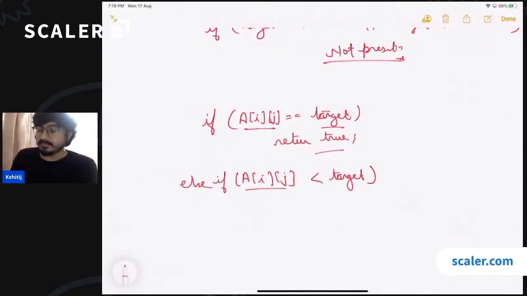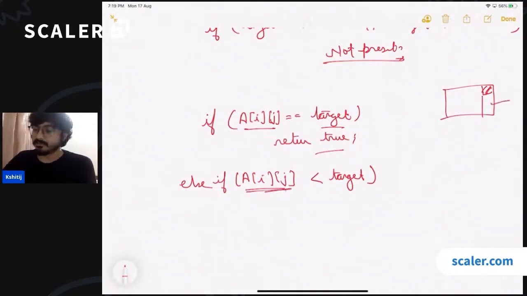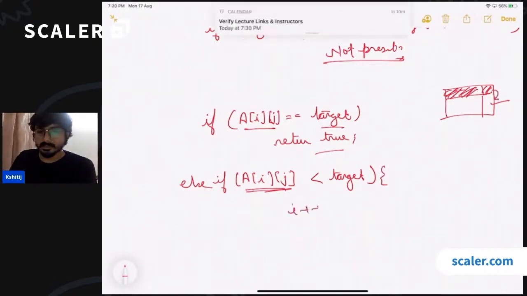Now, if this element at the top right corner is smaller than the target, then what can we say? If this element is smaller than the target, then all the elements in this row will also be smaller than the target, right? So what can we do in this case? We can just switch to the next row. So we will be doing i++.